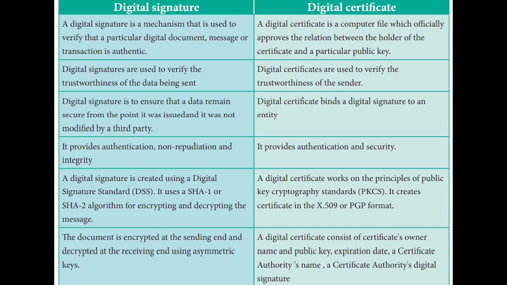Here in digital certificate, this consists of the certificate owner's name and a public key, and it will have an expiry date, a certificate authority's name, the certificate authority's digital signature and all, right? This and all here in digital certificate, right? So we have seen the difference between digital signature and digital certificate.